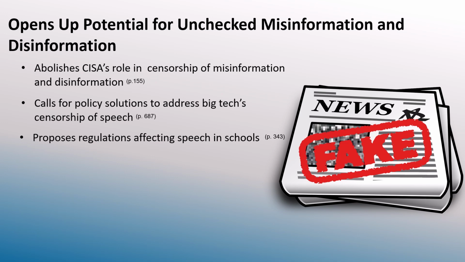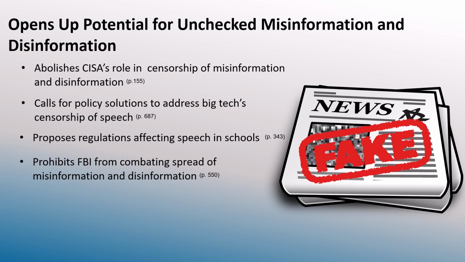Project 2025 also suggests establishing regulations that would affect what could be taught in schools. Specifically, preventing the teaching of critical race theory is proposed. In addition, the mandate mentions teachers should not be forced to or refrain from discussion of political issues or other subjects to protect students from what it refers to as ideas with which they disagree. This sounds like it could allow for teaching opinions or conspiracy theories versus facts. Project 2025 prohibits the FBI from combating the spread of misinformation and disinformation. Again, you are seeing misinformation and disinformation specifically mentioned.